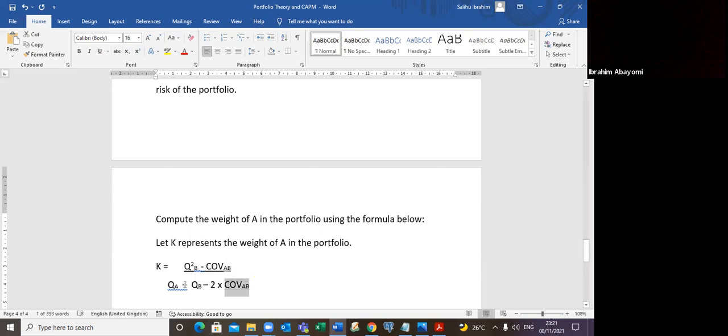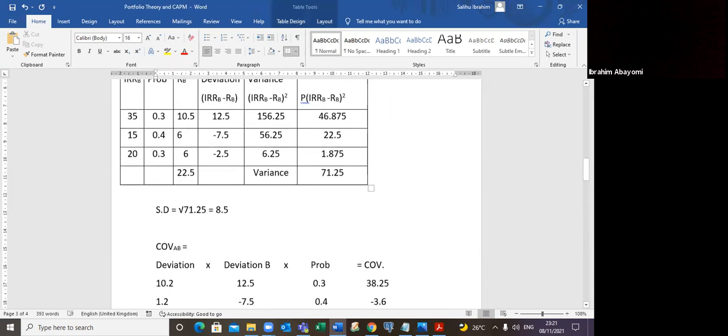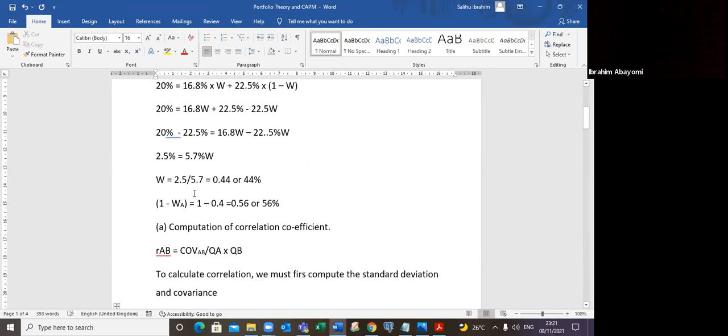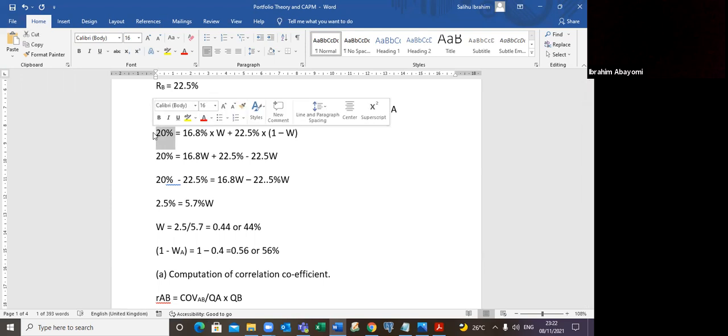Now, I want you to notice that one thing. We computed weight of A, weight of B yesterday, but I did not use this formula. Why? Let's go back to the first one we did yesterday. You can see, I computed weight of A, I computed weight of B, without that formula. How am I able to achieve this? I'm able to achieve that because the question already gave me the return on the portfolio.